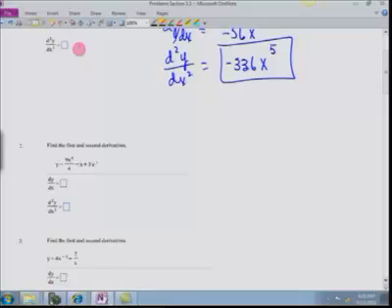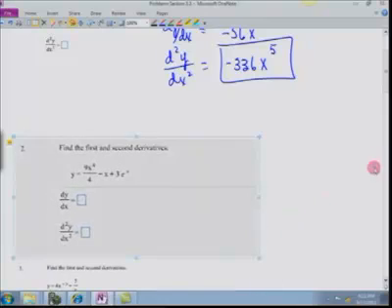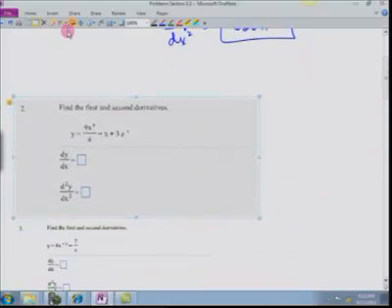All right, on this one. I don't know why this isn't letting me. There we go.